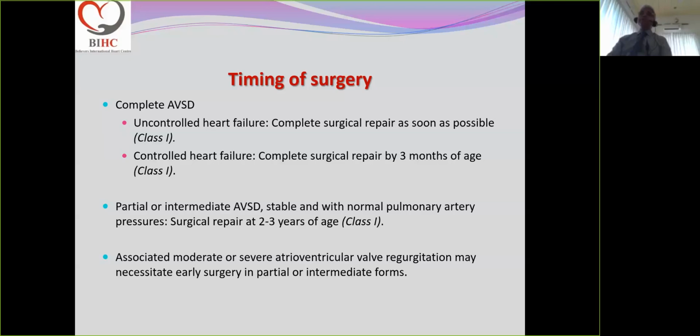So complete AV septal defect around 3 months, and the ostium primum ASD without any problem beyond 1 year or around 2 years, with mitral regurgitation, depending on the severity and the trouble caused by the mitral regurgitation, earlier surgery would be needed.